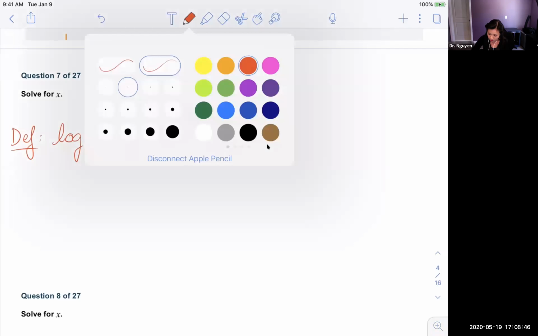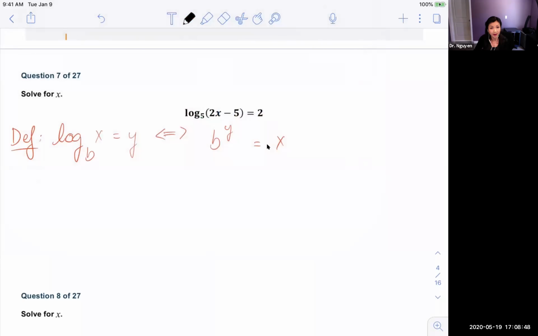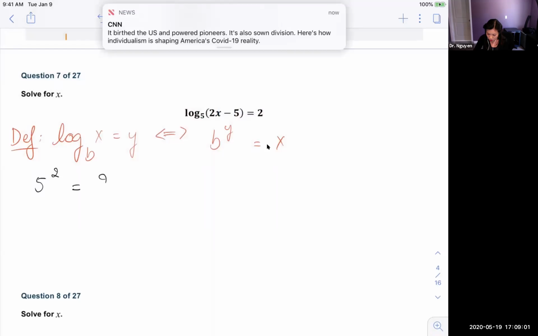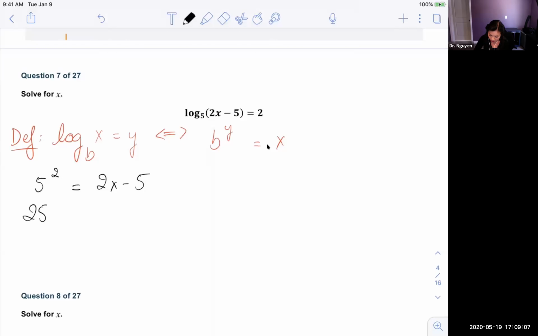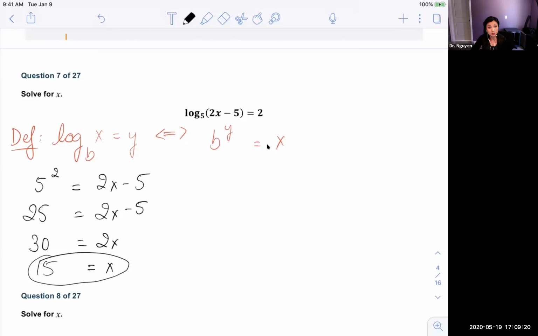For this problem, what we have is straightforward. You can use the definition right away. The base in this case is 5. The exponent is 2, equals 2x minus 5. From there you can easily solve the equation. I move 5 over, so it's 30 equals 2x. So x is going to be 15. And you can definitely check your equation by plugging it back in.